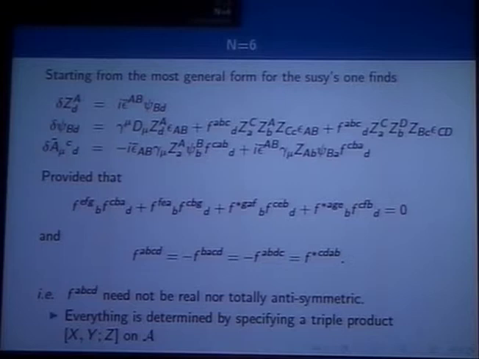So in our way of thinking, this again determines some kind of triple product. It's not totally antisymmetric, but that's OK. So we've denoted it with a semicolon here. So it's totally antisymmetric in X and Y, but not in Z. And again, the key thing is that the whole theory is determined by specifying these Fs. So in other words, specifying a triple product.